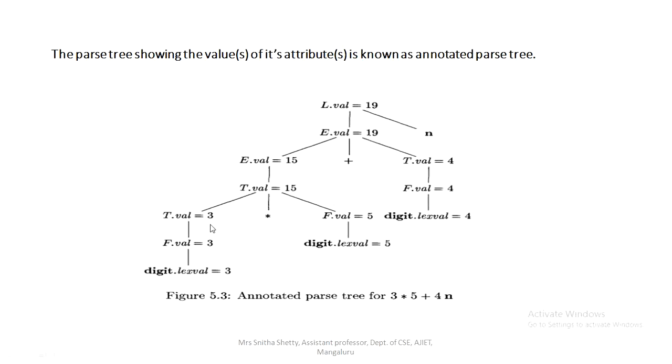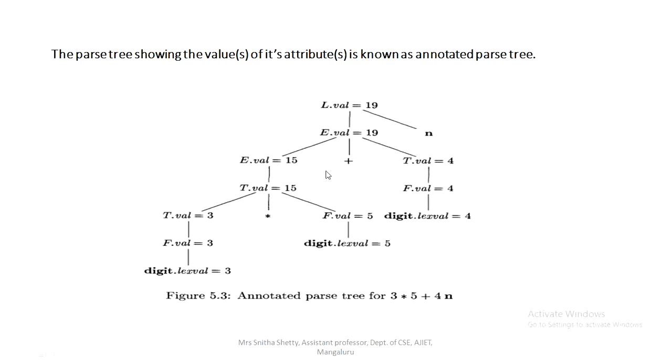Here 3 into 5 is 15. So here I am multiplying it, T star F. T star F is getting reduced to T. So when you multiply 3 star 5 you will get 15, right? Next here 15 plus 4, I am getting it reduced to E.